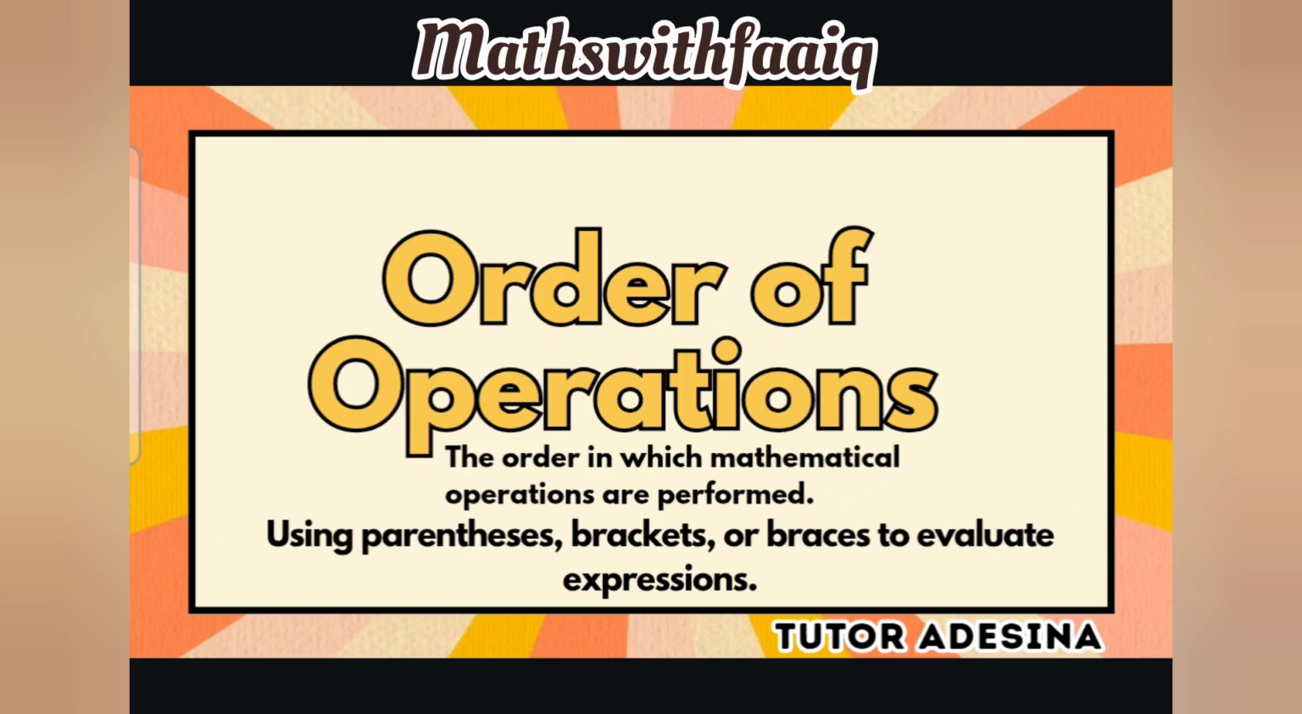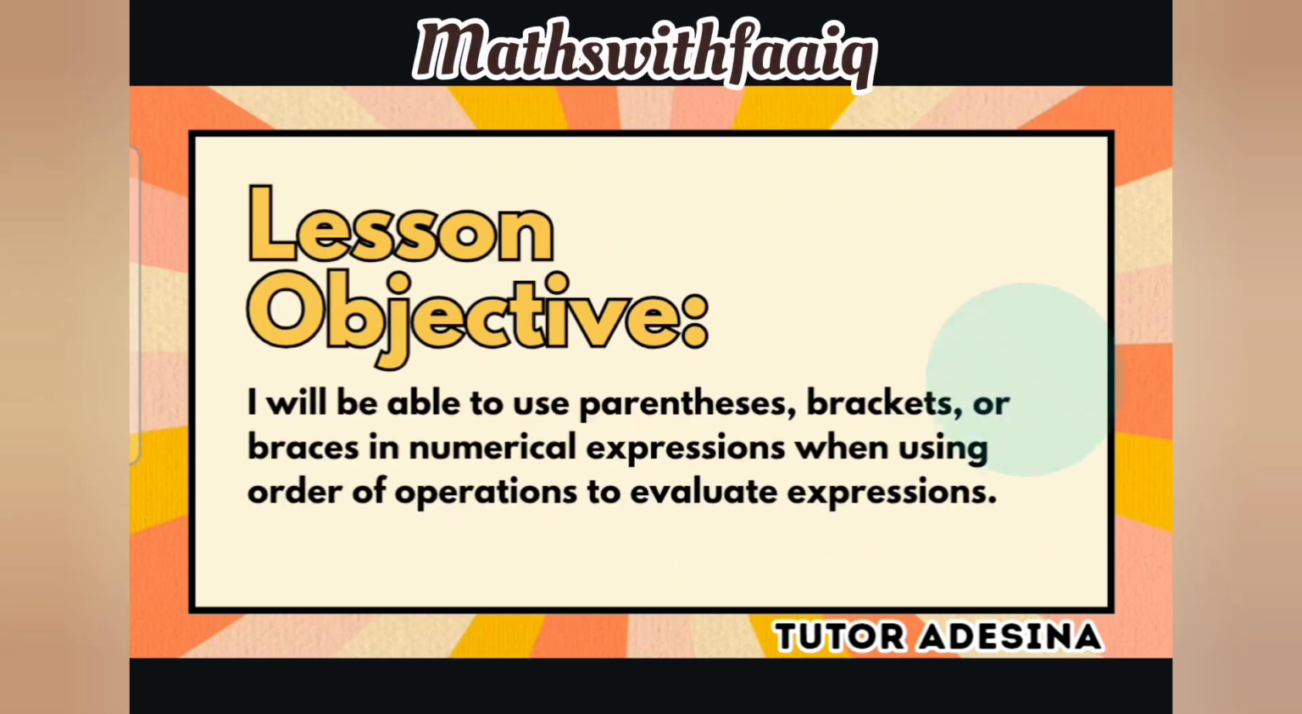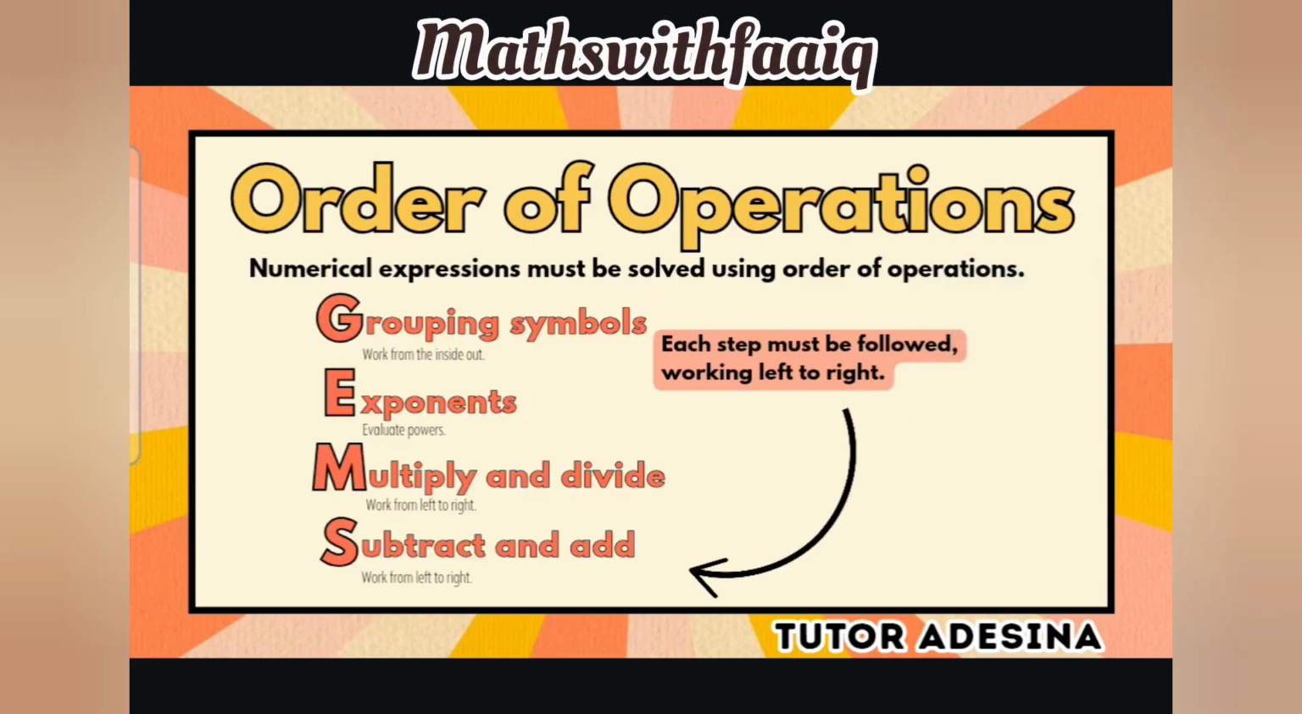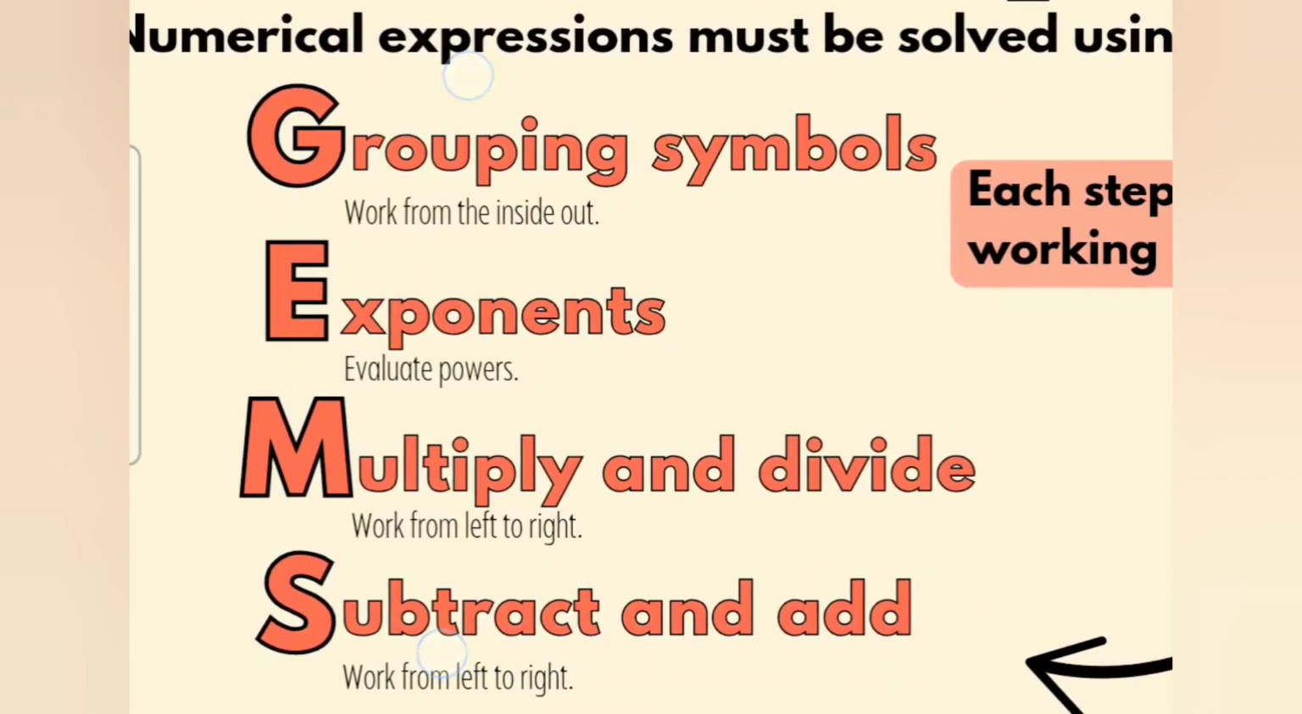Before I show you the GEMS, order of operation is the order in which mathematical operations are performed. I've said that before, using parentheses, brackets, braces to evaluate expressions. Now, this is our learning objective. At the end of this lesson, you should be able to use parentheses, brackets, braces in numerical expressions when using order of operation to evaluate expressions. Now, what's the meaning of that GEMS? GEMS simply means grouping symbols.